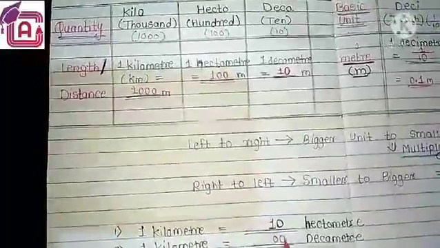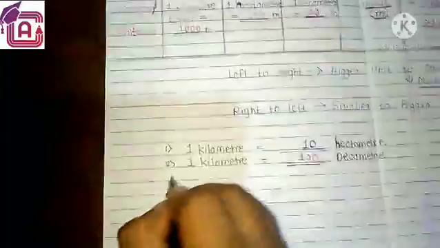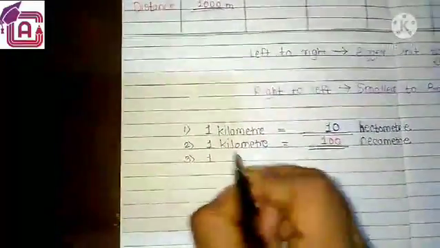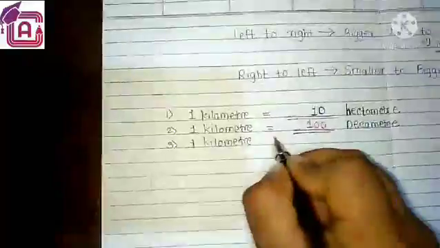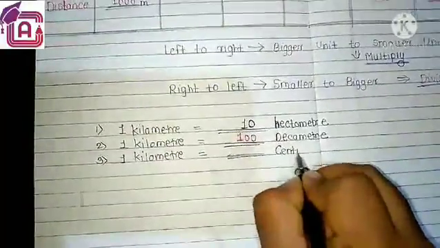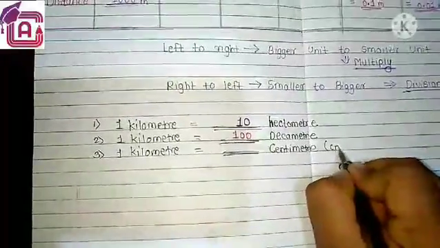2 0, and before that write down 1, that is 1 kilometer is equal to 100 decameter. Now if I am taking centimeter, that is 1 kilometer is equal to how many centimeter? You know how centimeter is written in short form? cm, centimeter. So how many centimeter is there?